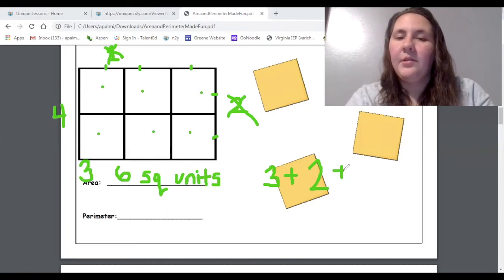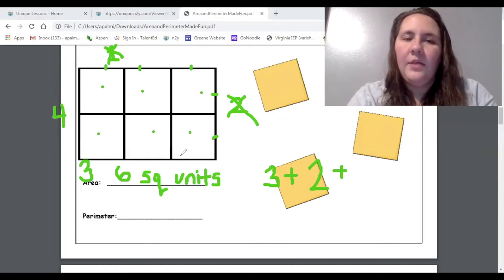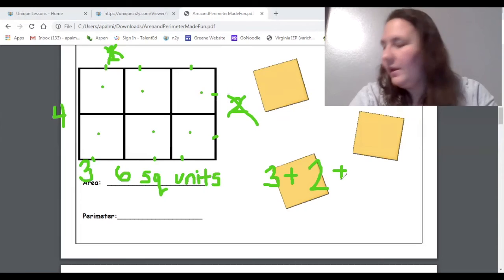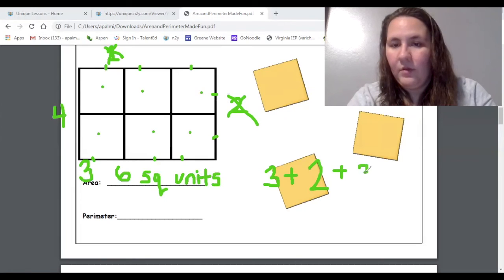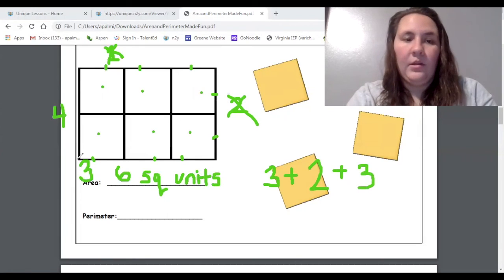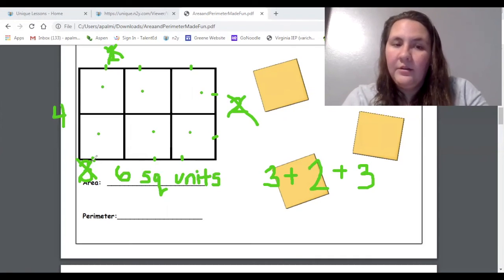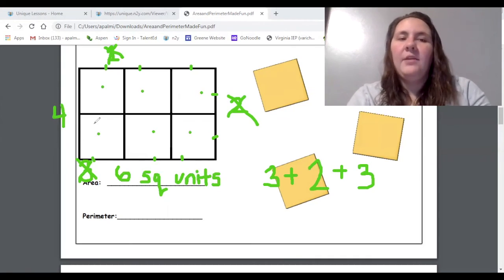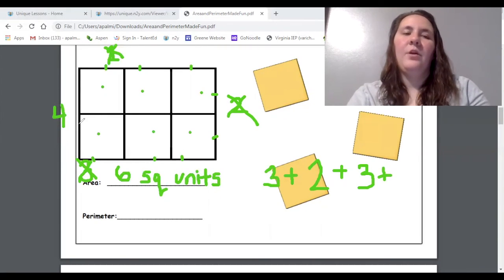So let me put my plus sign. How many are on side 3? 1, 2, 3. Beautiful. Write my 3. I'm going to cross this out because I'm on side 3. Am I done or do I have more? Yeah, I have one more side, right? So I'm going to put my plus sign. And how many are on side 4?